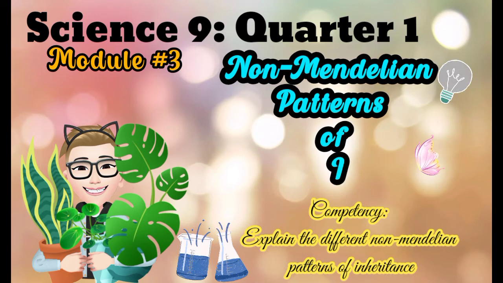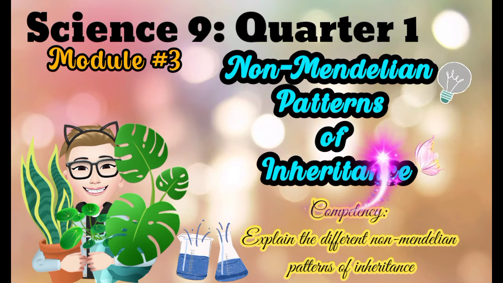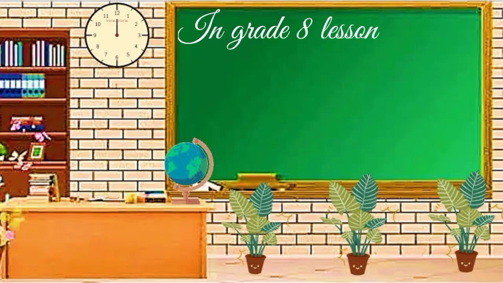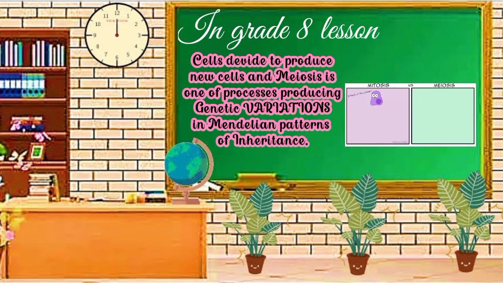In this video, I'm going to show you the non-Mendelian patterns of inheritance, in which we're expected to explain the different non-Mendelian patterns of inheritance. Previously, in your grade 8 lesson, you learned that cells divide to produce a new cell, and meiosis is one of the processes producing genetic variation in Mendelian patterns of inheritance.